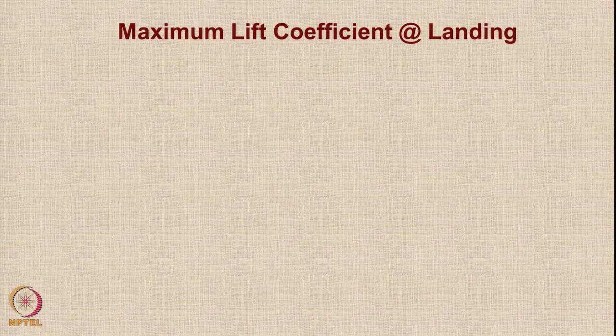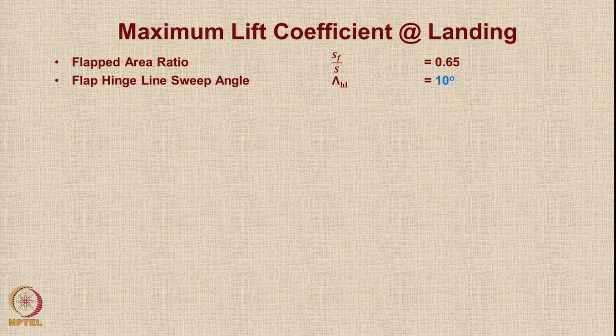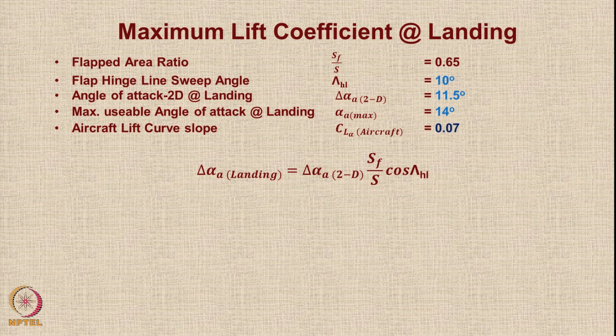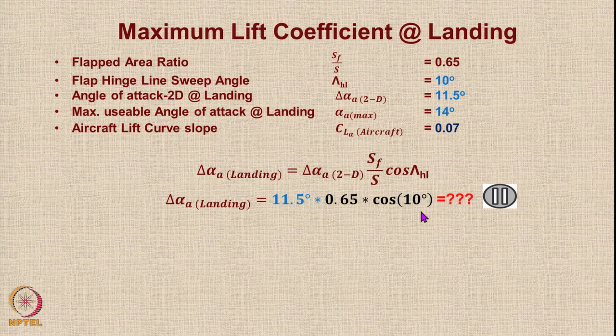Let us repeat the same calculations for the landing condition. During landing, the geometrical parameters remain the same. The only change is that the angle of attack 2D at landing is slightly higher, because flaps are more effective in the landing configuration. So, we have the same formula: delta alpha landing is delta alpha 2D times SF by S and cos lambda H. The values of SF by S and cos lambda H remain the same as previously. This number was 7.5 earlier, now it is 11.5. You can simply calculate this value by dividing the previous delta alpha of 4.8 by 7.5 and multiplying by 11.5, or you can just multiply these three terms. The value comes out to be 7.4 degrees.